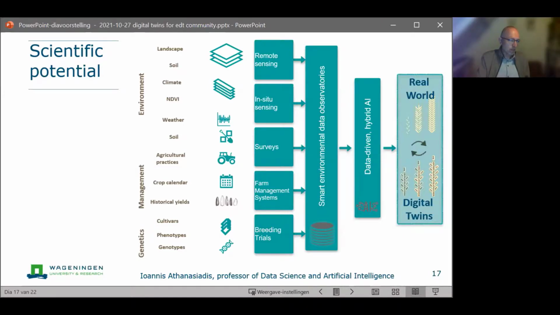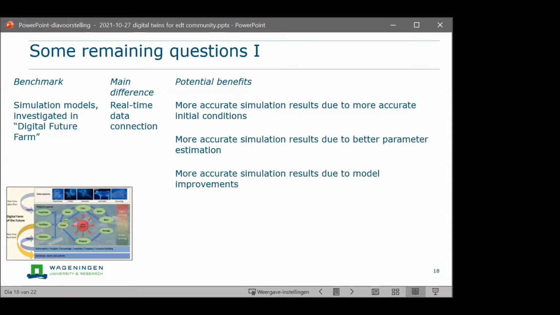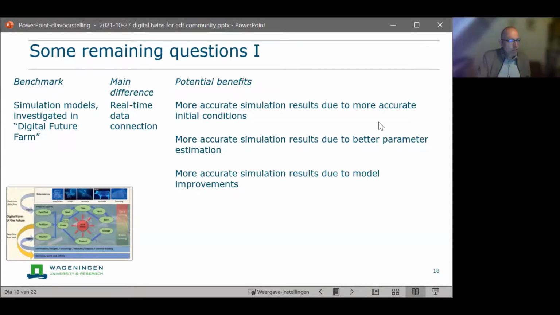Now, I'm almost on the way to concluding. There are some remaining questions that are challenging us.